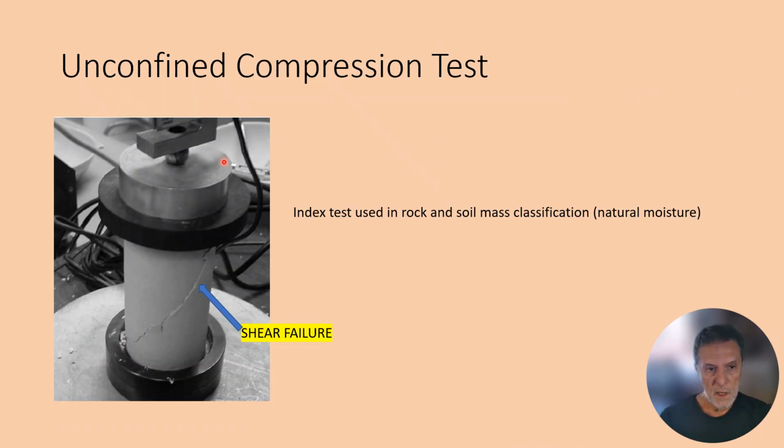Here you have a compression test in action, where you're pressing down on the cylinder of material, and here you see sort of a fracture or crack in the sample. That is the shear failure surface. That's where it fails, and that's typically what it can look like, sort of an angled fracture.